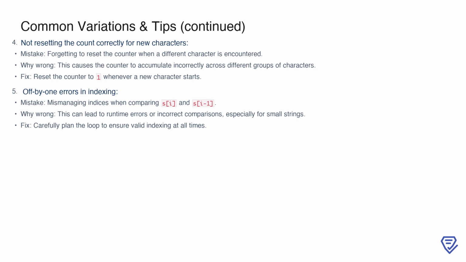To handle this, carefully design your loop to ensure indices are always within valid ranges, and consider starting from the second character if needed to avoid accessing S[-1]. Attention to these details can make your solution both robust and reliable.